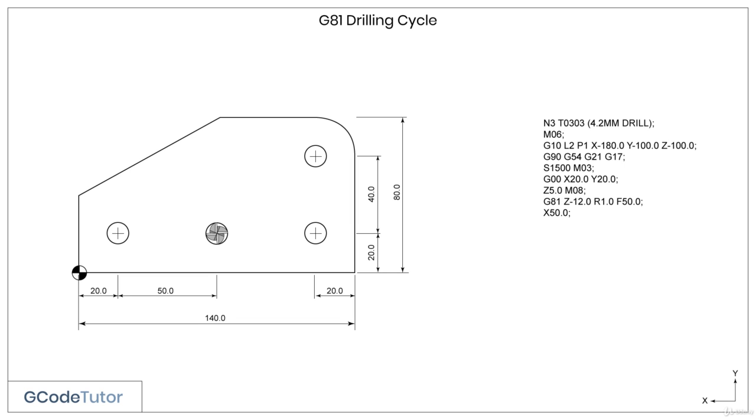To drill our next hole, all we need to do is give the distance from the first hole to the second hole in the axes. So this hole is 50mm to the right, so we just add X50. The machine automatically drills the hole to the depth of 12mm and retracts to 1mm above the surface, using a feed rate of 50mm per minute, as we defined on the G81 line.